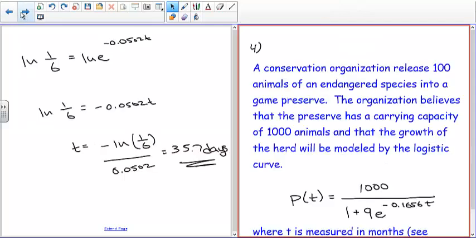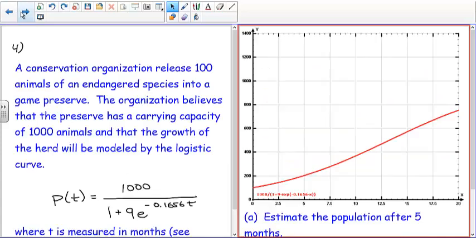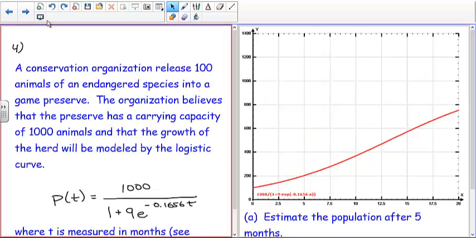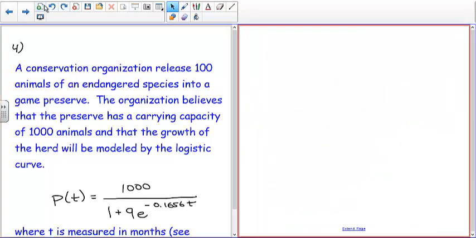Okay. Now the next problem is a logistic growth problem. So this is the logistic growth equation. They give us everything that we need to know. The carrying capacity is 1,000. If we let t equal 0, it would get e to the 0, which is 1. So we get 1 plus 9. 1,000 divided by 1 plus 9, or 10, is 100. So that's your initial amount.